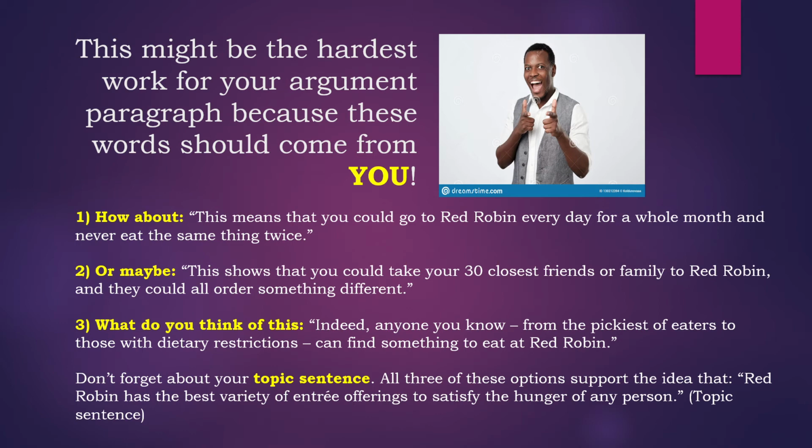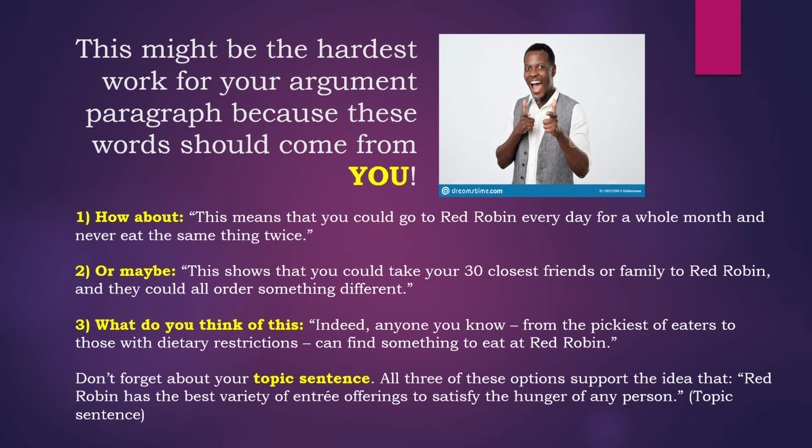So this means that you could go to Red Robin every day for a whole month and never eat the same thing twice. Okay, so the fact that they have 32 menu options, right? Is there more menu options at Red Robin or more days in the month? No, the highest days in a month is 31, right? So if they have 32 menu options, is that true that you could go there every day for a whole month and never eat the same thing twice? Absolutely. Okay, so that's true, and it just shows that variety that they have.